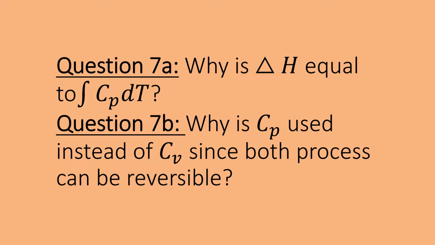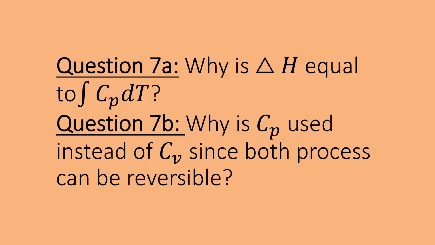Here I'm going to talk about question number 7, which I decided to split up into two parts. In part A, I'll talk about why delta H is equal to the integral of Cp dT, while in part B, I'll talk about why Cp is used instead of Cv, since both processes can be reversible. I interpreted part B to basically ask why we use Cp instead of Cv as a specific heat in the delta H integral.